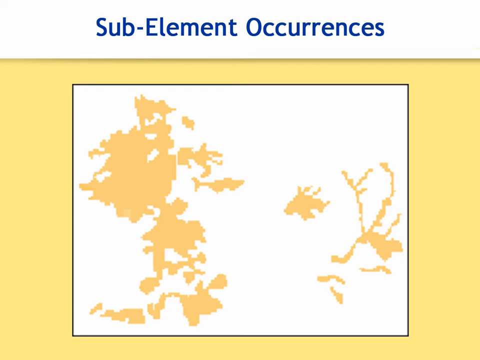Back to our EO blob. Here's what sub-EOs might look like. The big blob could be a single principal EO, with two sub-EOs embedded within it, each representing, for example, a den site.